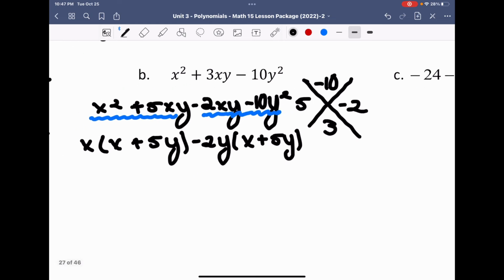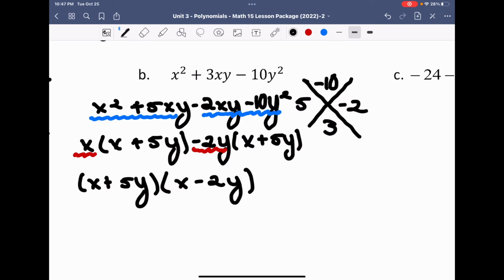Now I realize the x plus 5y is attached to both of these. I'm going to write an x plus 5y out front, and I'm left behind with x and negative 2y. X and the negative 2y come together to make my second factor, and there is my factored trinomial.